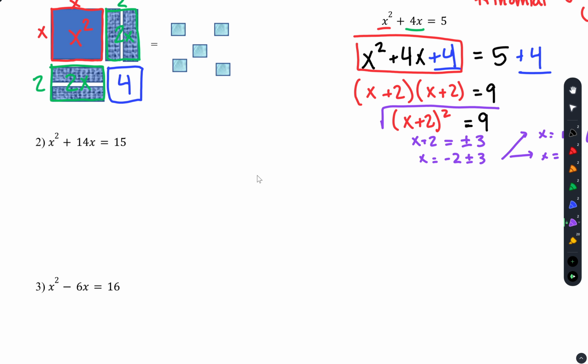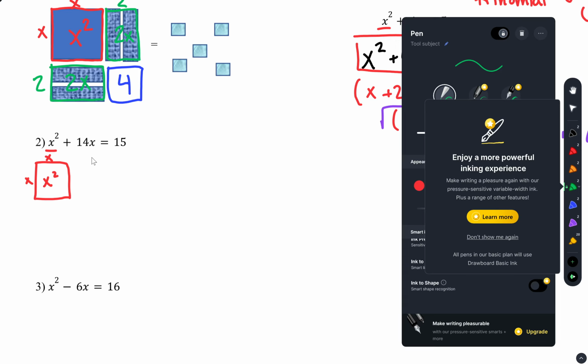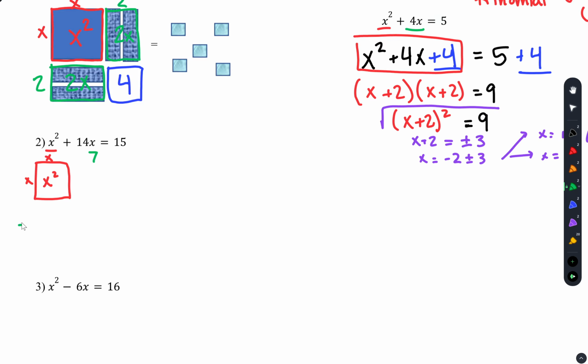Let's take a look at number 2. Again, I'm taking a look at this first term, x squared. I know x squared is going to be x times x. And to get 14, I want to add the same number twice. So I'm thinking, okay, what's half of 14? That's going to be a 7, and a 7, making 7x and 7x. Right? 7x plus 7x is 14. So what completes this square? What would have to go in this box in order to make it nice and square?